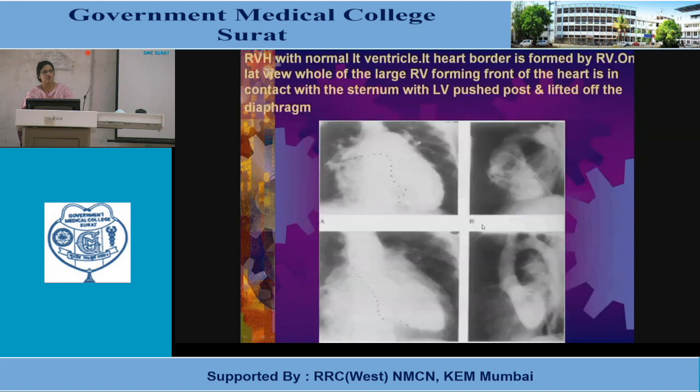Now again, an angiogram of the right ventricle shows that the left heart border is now being formed by the right ventricle. On the lateral view, you can see that the maximum part of the heart is in contact with the sternum, while the left heart is pushed posteriorly and lifted off the diaphragm. You can see it because the right ventricle is pushing it.